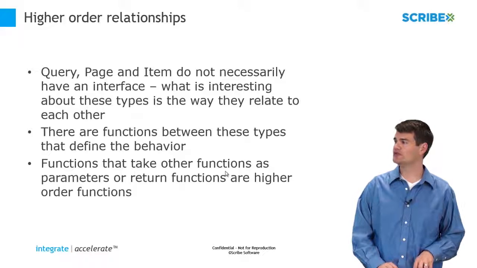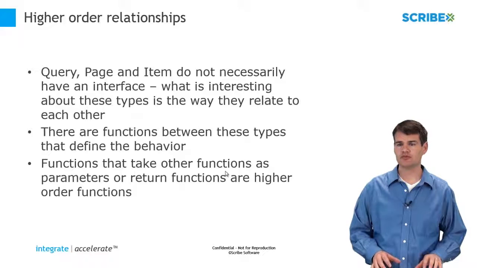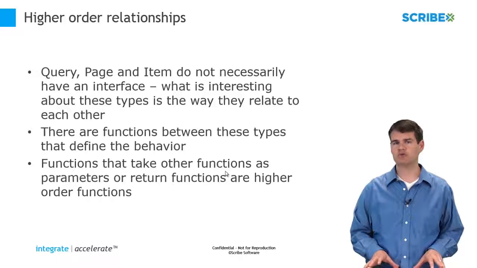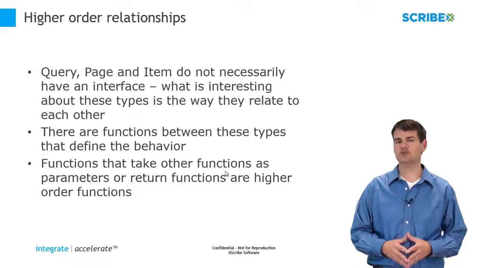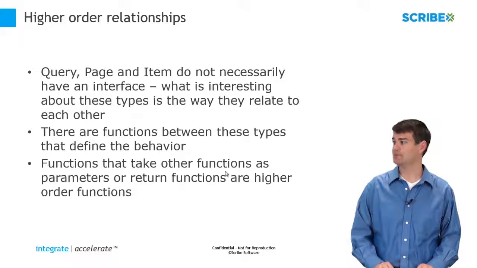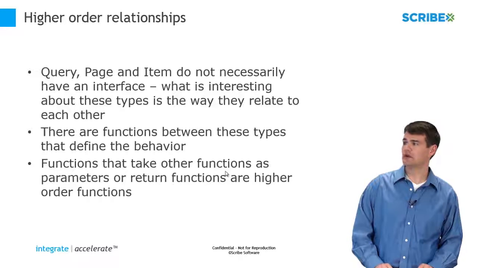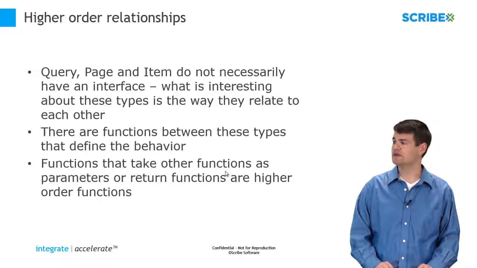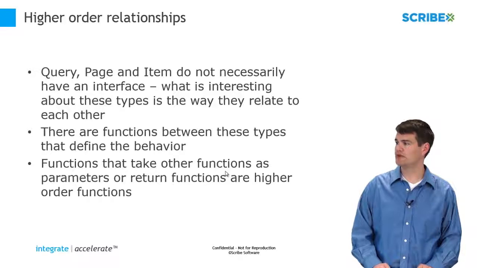And these are higher order relationships, so a query, page, and item. They do not have any particular implementation. There might be a lot of different implementations of these things, but what's really important here is that the relationships between those hold, and we have to define what those relationships are in a generic way. And it's the functions between those, and that's what I mean by relationships, that define the behavior of a query page. And so what a higher order problem means is a function that takes another function or returns a function, that's what makes up a higher order function, just to explain that term.